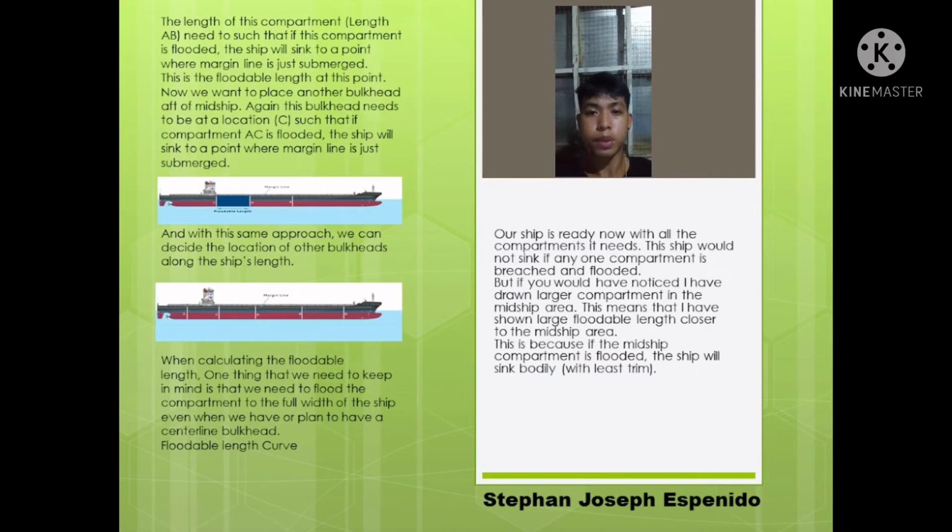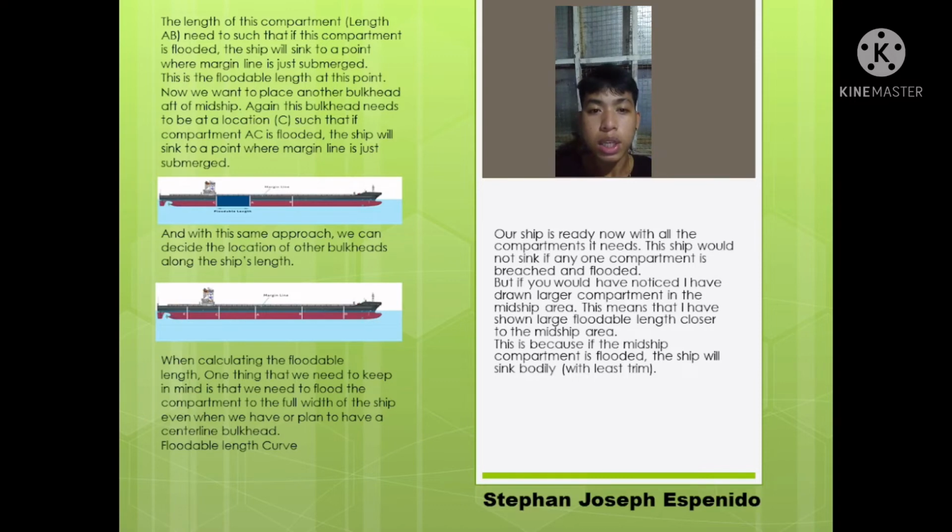The length of this compartment, EB, needs to be such that if this compartment is flooded, the ship will sink to a point where the margin line is just submerged. This is the floatable length at this point.